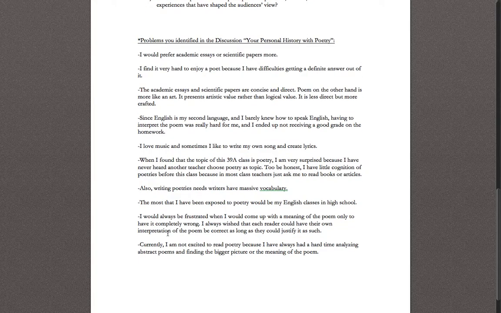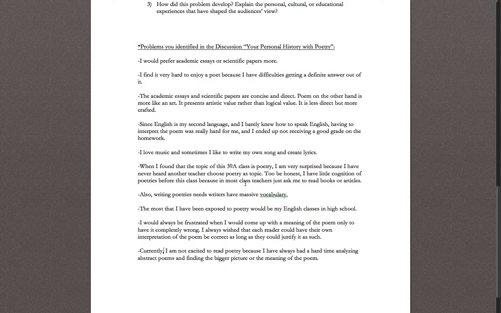The last one says, I'm not excited to read poetry because I've always had a hard time analyzing abstract poems and finding the bigger picture or meaning of the poem. This is just kind of going to what is said in the prompt already. I don't know how to understand them. I don't understand poetry. I don't understand how they create meaning. I don't understand what they're trying to say. But we want to keep investigating. These are just starting places that I saw you talking about in your discussion.